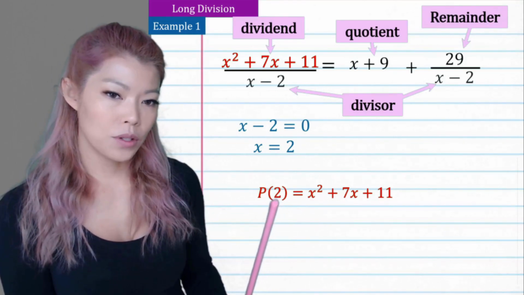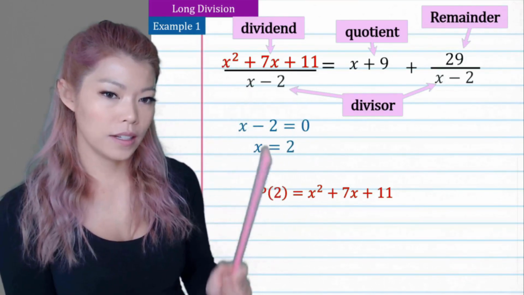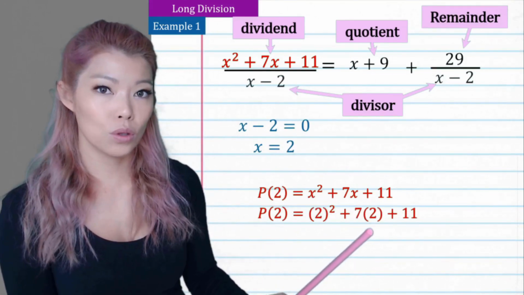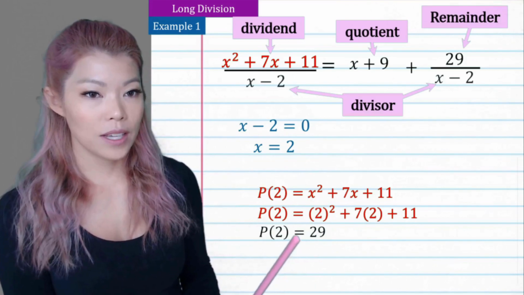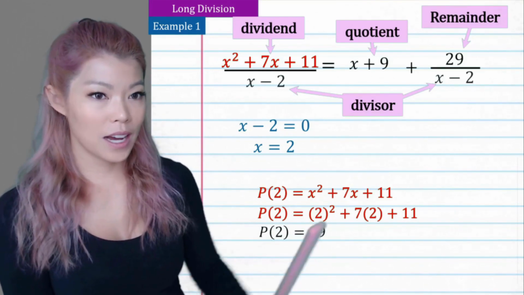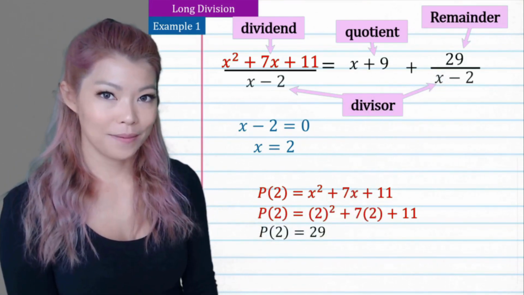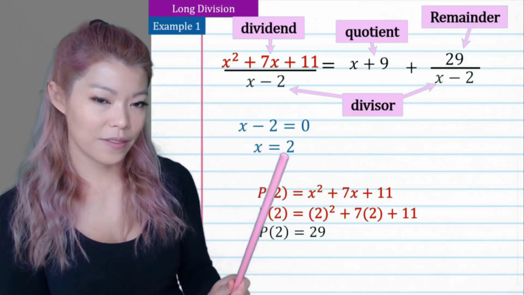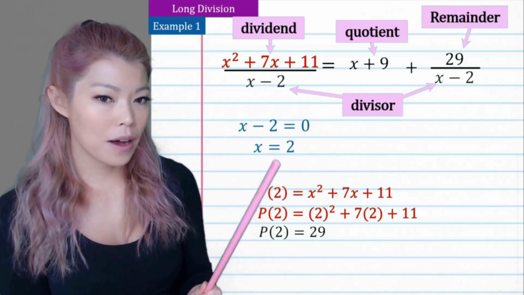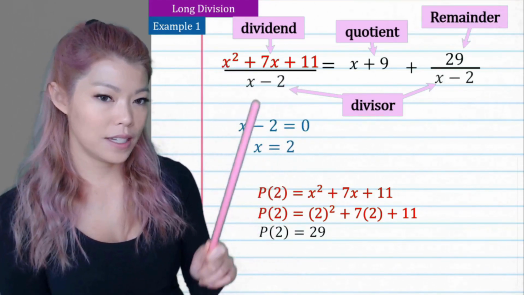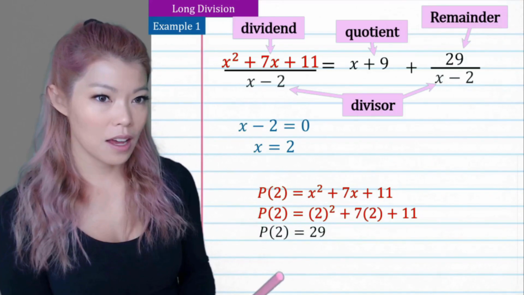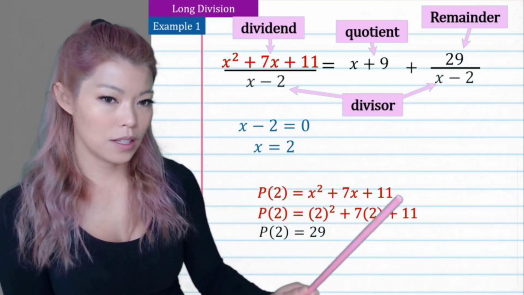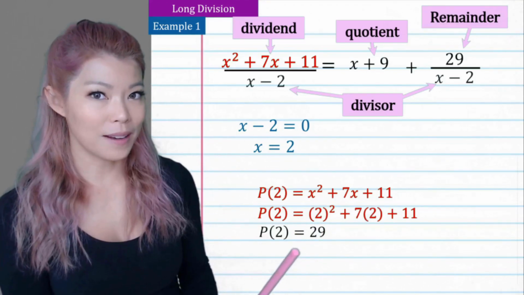Now if we substitute the 2 into our dividend, so 2 squared plus 7 times 2 plus 11, we're going to get 29. And what is 29? That is our remainder. So quick recap, if you let the divisor equal 0 and you plug that number into the dividend, we're going to get the remainder. Divisor value into the dividend, obtain remainder.